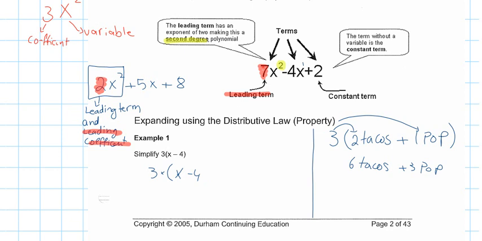It uses fewer terms. So in order for me to get the answer, we call this expanding. What I do is I distribute. I multiply that 3 by the x. What's 3 times x? 3x, right? And I multiply the 3 by the negative 4. So that's going to be negative 12. So this is what we call the distributive property. I'm distributing that 3 to every single term inside my bracket. Okay?